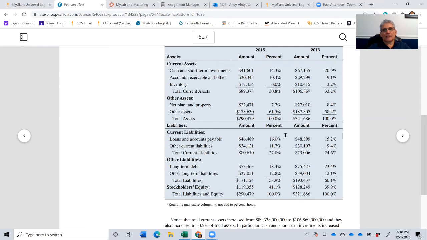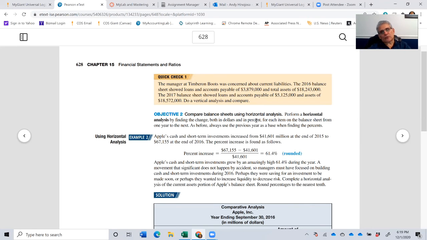This is 2015. If we're going to analyze 2016, then we'll take each one of these line items, let's say total current assets, 106,869, and we'll divide that by the total assets for 2016. So in this case, it's 321,686. So this 106,869 divided by 321,686 is 33.2%.